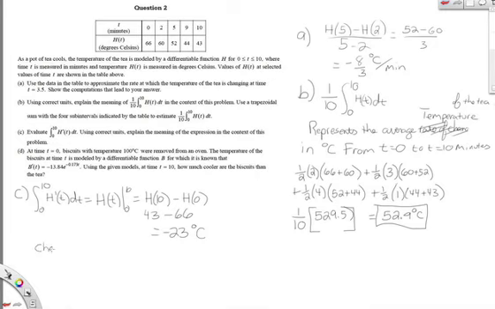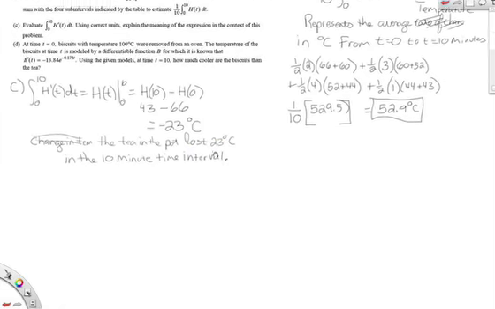So the change in temperature, or we could even just talk about it. We could say the tea in the pot lost 23 degrees Celsius in the first 10 minutes, in the 10-minute time period, something like that. Again, not very technical, but should get the message across. Alright, let's move on to part D.